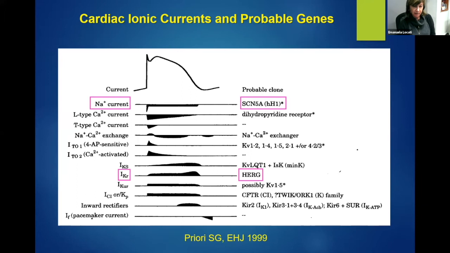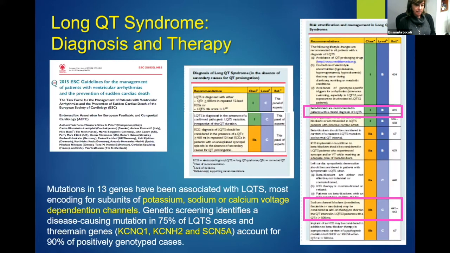HERG is the name in mammals in general, I would say, and in humans it is also known as KCNQ2. You will see that later. And these are genes implicated in the long QT syndrome.